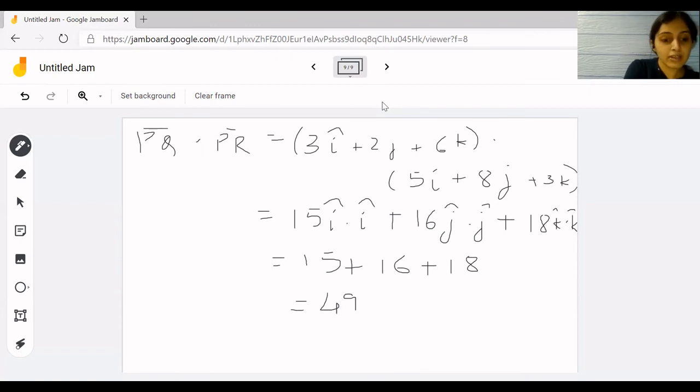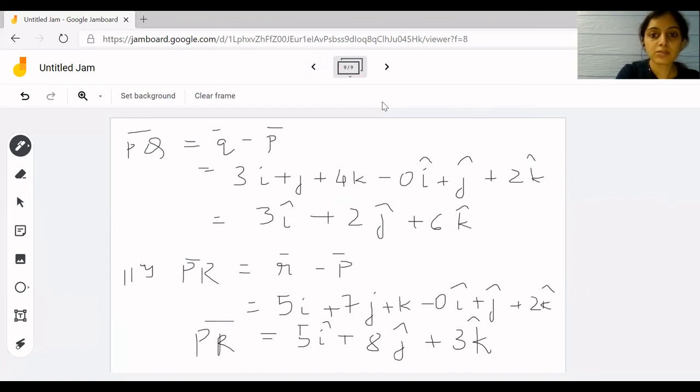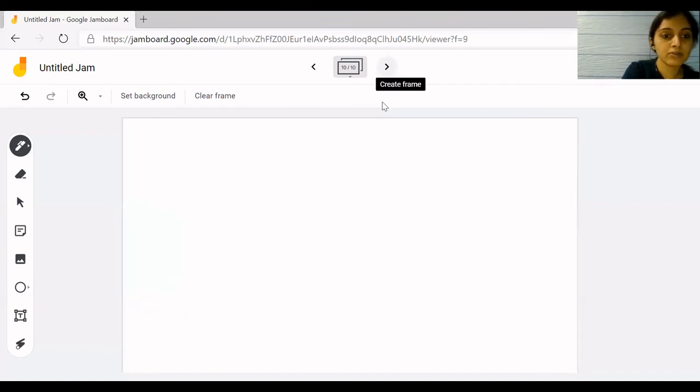Now let us find the magnitude separately, that is the PQ bar magnitude, which is the square root of the sum of squares of the coefficients of PQ. What is PQ bar? It is 3, 2 and 6. So it will be 3 square plus 2 square plus 6 square, that is 9 plus 4, that is 13, plus 36, that is root of 49. So it is 7. This is the PQ bar magnitude.